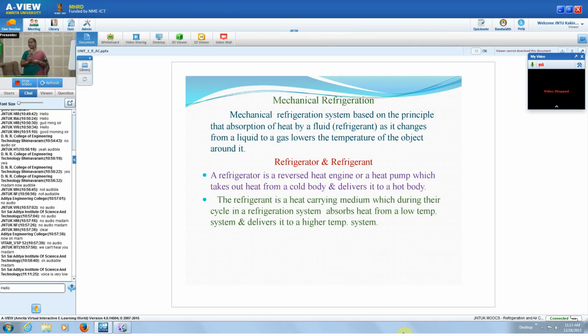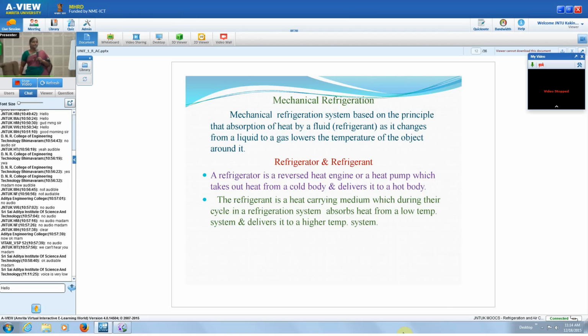Then mechanical refrigeration. The mechanical refrigeration system is based on the principle of absorption of heat by a fluid as it changes its phase from one phase to another, so vapor to liquid or liquid to vapor. That is done by mechanical means like the vapor compression system or the vapor absorption system. The vapor compression system requires high grade energy, whereas the vapor absorption system requires low grade energy. We will see all this, the vapor compression system and so on, in the second unit.